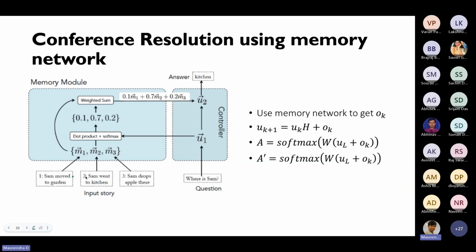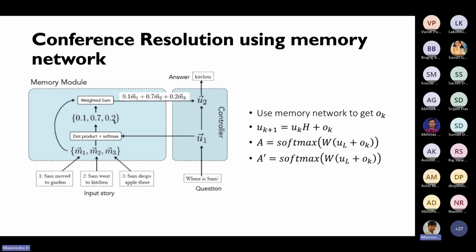Next, for each sentence, it gets a representation. Suppose this can be obtained using any architecture, say LSTM, BiLSTM, ELMo, BERT, or other things. For sentence 1, the representation is M1, sentence 2 is M2, sentence 3 is M3. And for this question, you also get a representation U1. Next, you check how similar this is with M1, M2, and M3. Those similarity scores can be a dot product followed by softmax. So it can be like 0.1, 0.7, 0.2.